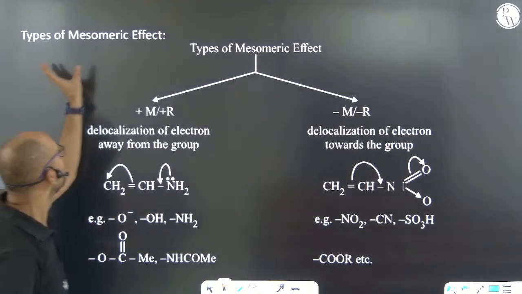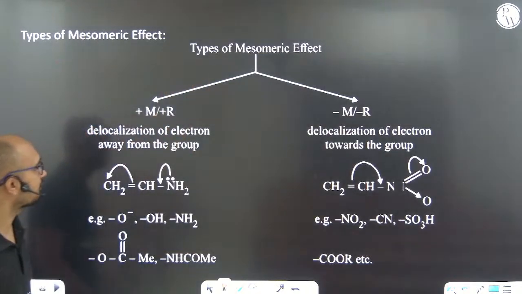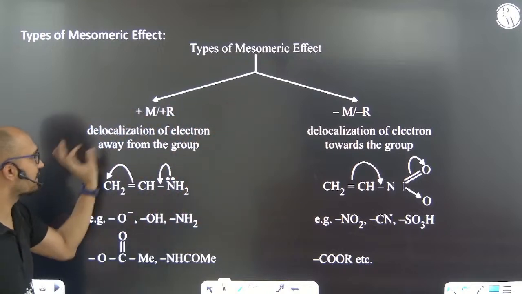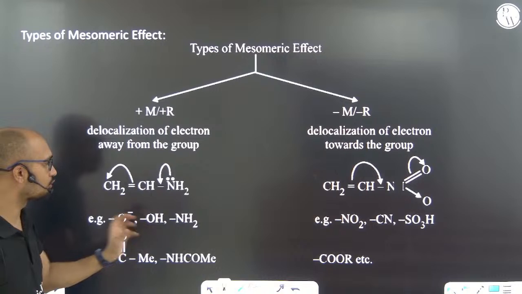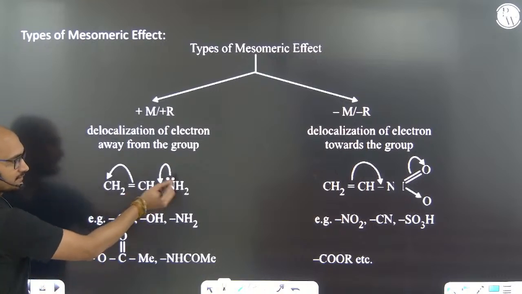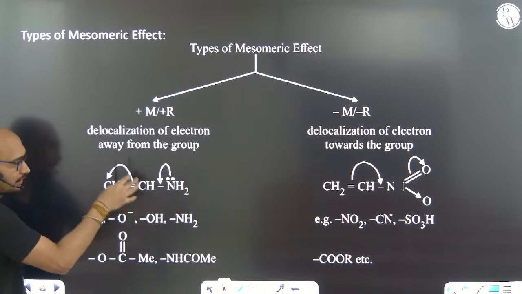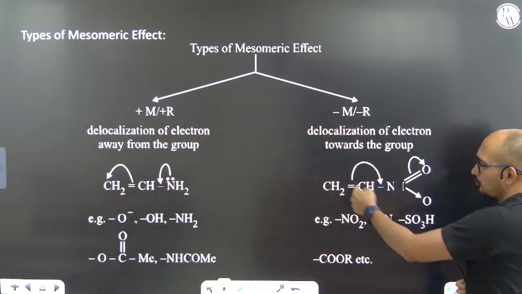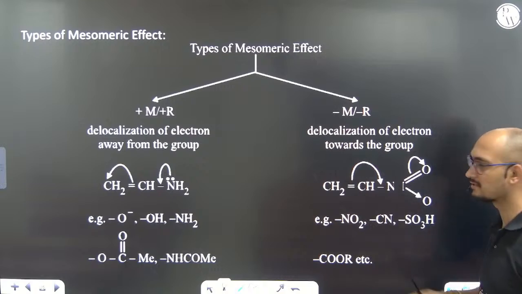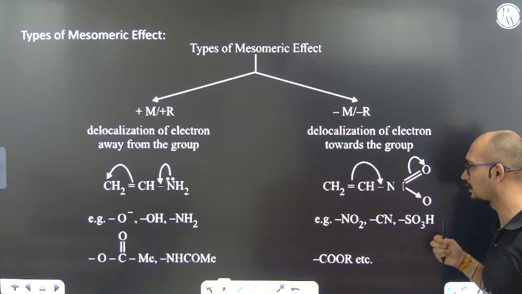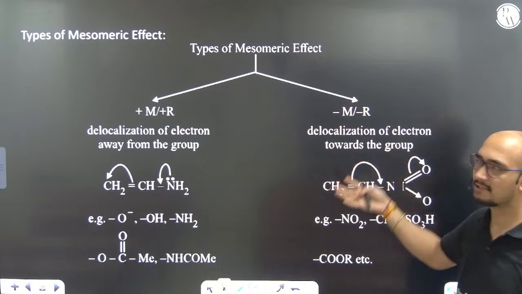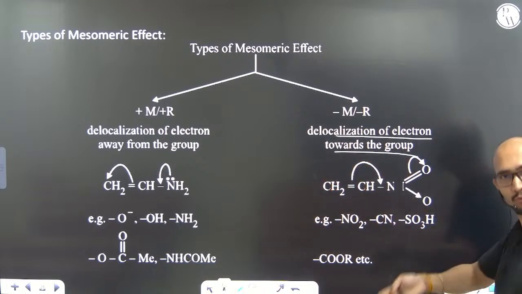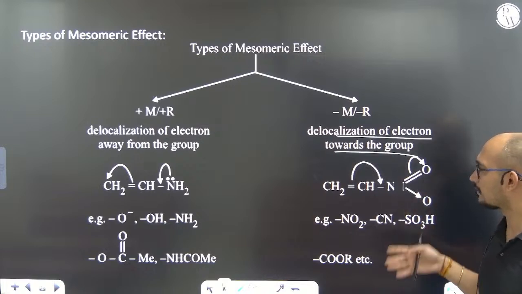Next, types of mesomeric effect, one is plus M and another is minus M. Plus M is delocalization of electron away from the group. Let's say this group is giving the electron, so it is plus M. Now if something takes the electron from the conjugated pi system, it will be minus M effect, so it is delocalization of the electron towards the group. Understanding it, what are these effects?